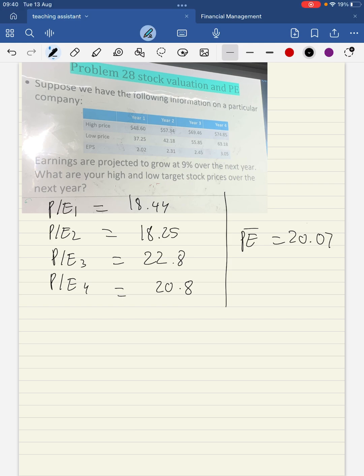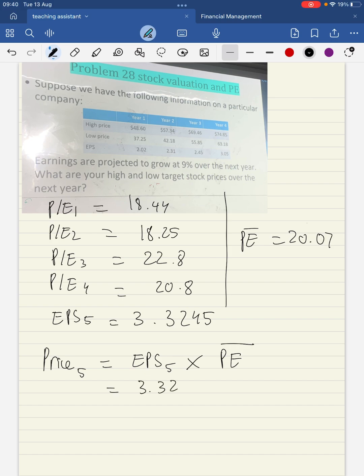And it is the same, of course. Therefore, EPS number 5 is equal to 3.3245. And again, the forecast price of year number 5 is equal to forecast earning per share times the average PE, which is equal to 3.3245 times 20.07. This will give us the final answer of $66.72.